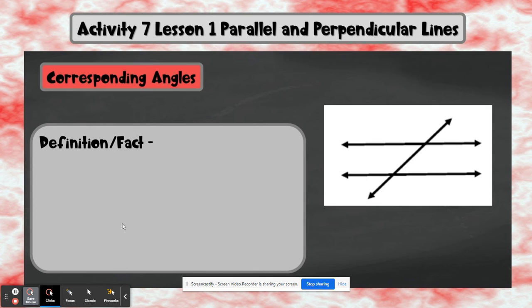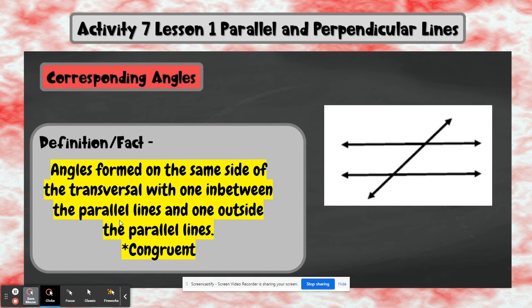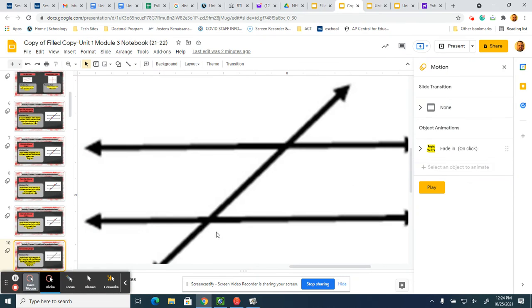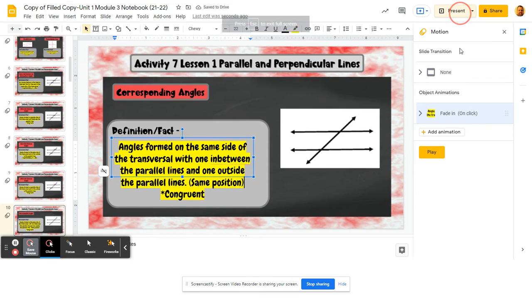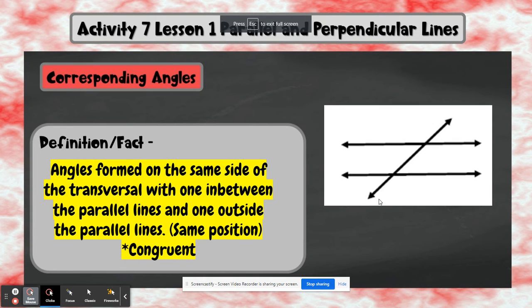All right, corresponding angles are angles formed on the same side of the transversal with one inside or in between the parallel lines and one outside the parallel lines. But I want you to add one statement at the end. Let me zoom out real quick. In parentheses, I want you to put same position, and I'll show you why. Let me put that in there. Same position.